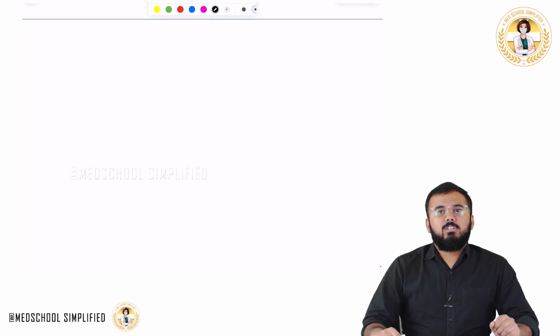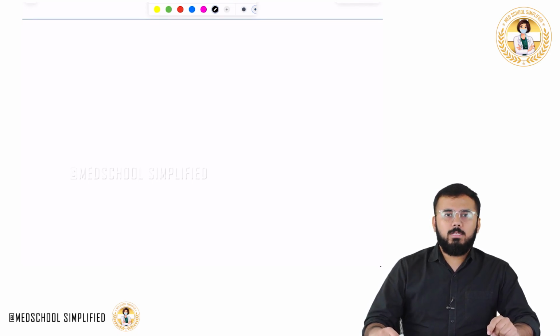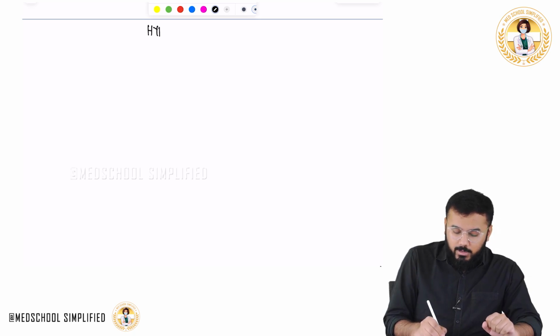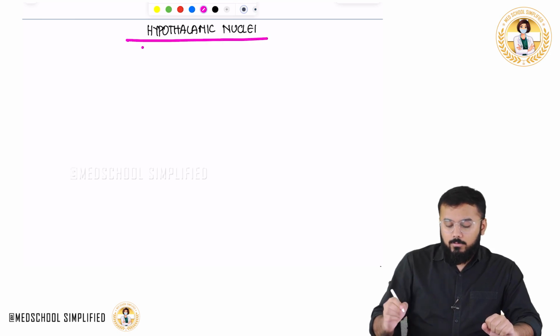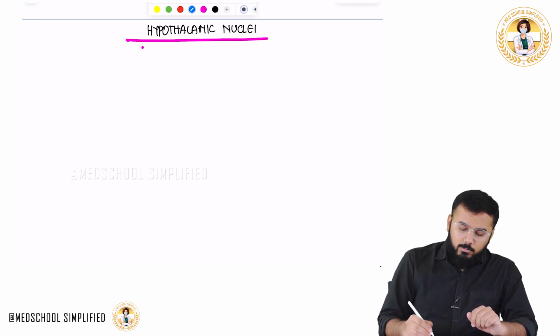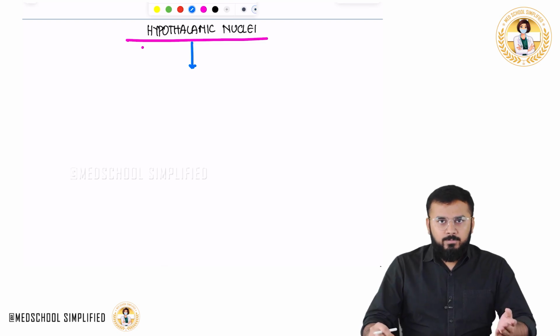Hello guys. So today we shall be discussing different kinds of nuclei which are located in the hypothalamus. These are also called hypothalamic nuclei. So our topic of discussion is the hypothalamic nuclei. Whenever you discuss the hypothalamic nuclei, one very important thing you need to know is that the hypothalamic nuclei are many.